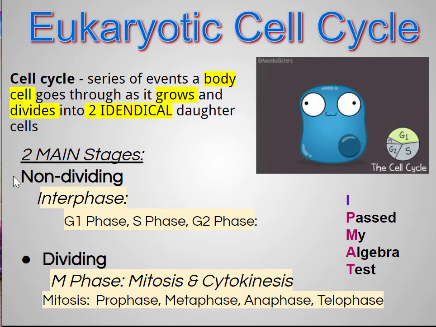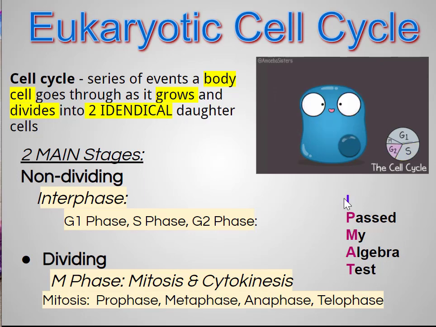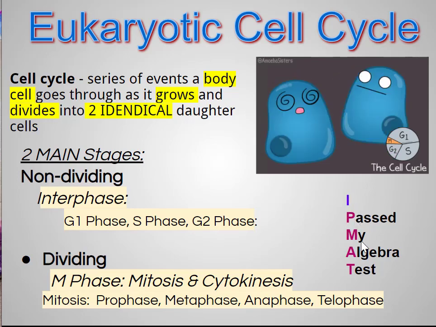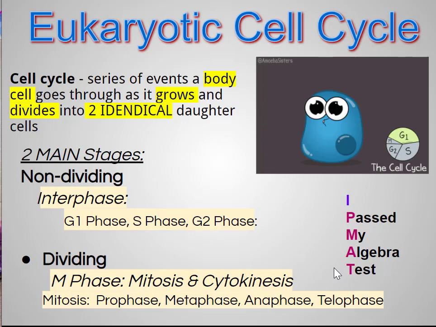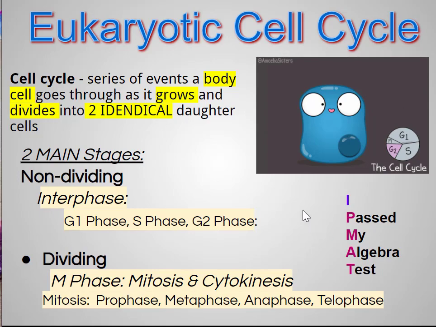Now, in order to remember all of this, we have a little saying, because of course we do. I passed my algebra test. I is for interphase, P is for prophase, M is for metaphase, A is for anaphase, and T is for telophase. I passed my algebra test. I recommend you write that down.